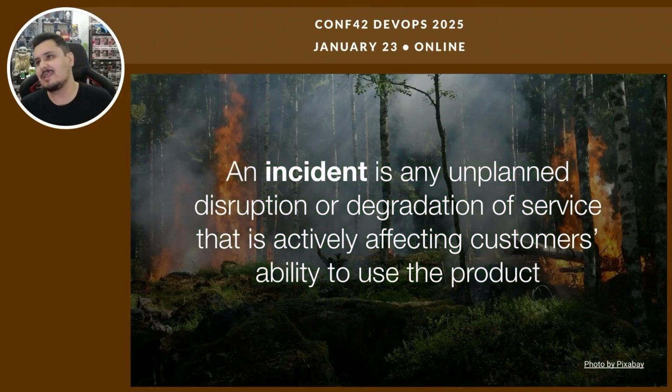Now, the first step to having an organized incident response process is to define some key terms. And the first one is, what's an incident? It might sound too obvious, but if you ask around, different companies are going to have different definitions. At PagerDuty, we define an incident as any unplanned disruption or degradation of service that is actively affecting customers' ability to use the product. Some companies also include some internal-facing disruptions like having a security breach or not being able to run month-end accounting. If any business metrics have deviated from normal behavior, this can be considered an incident.